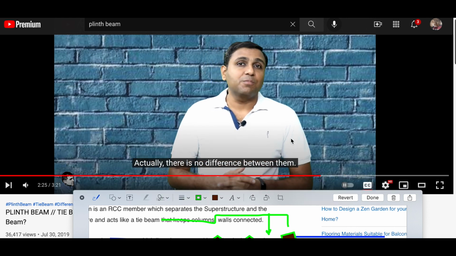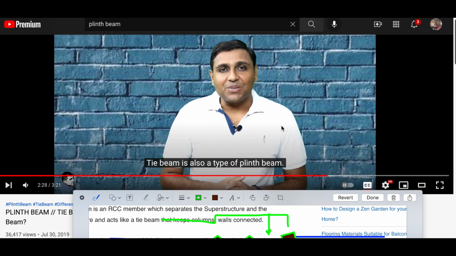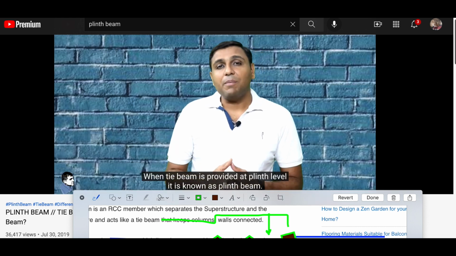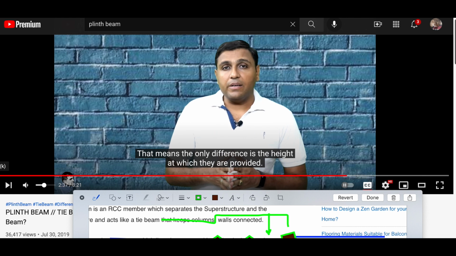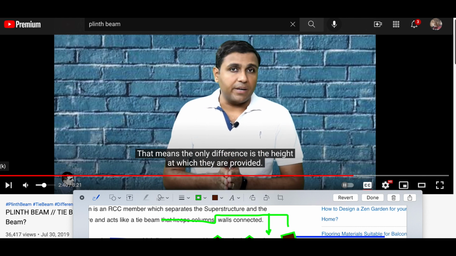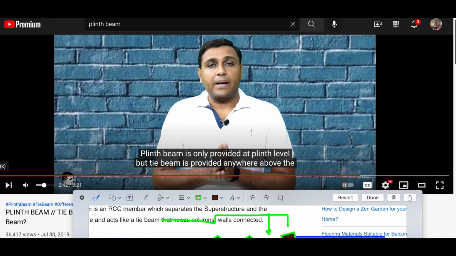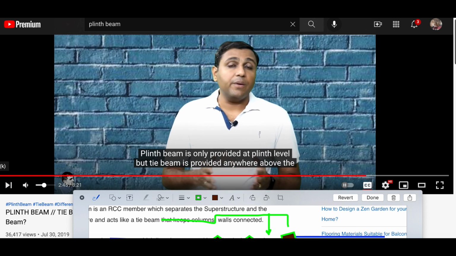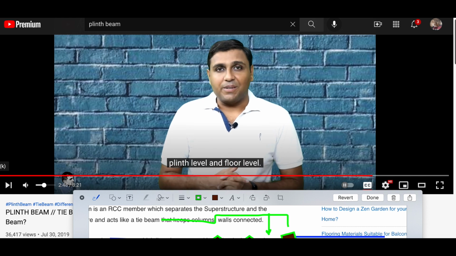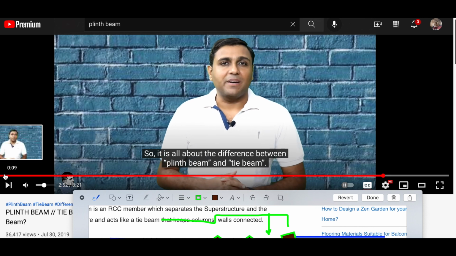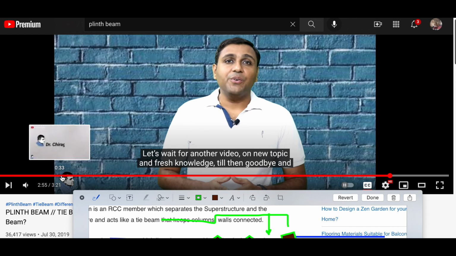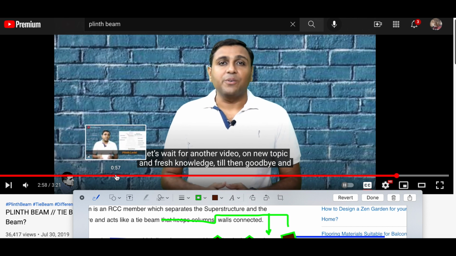Actually, there is no difference between them. Tie beam is also a type of plinth beam. When tie beam is provided at plinth level, it is known as a plinth beam. That means the only difference is the height at which they are provided. Plinth beam is only provided at plinth level, but tie beam is provided anywhere above the plinth level and the floor level. Okay, you got that? So tie beams can be anywhere above it or below it, but the plinth level is the plinth level. So it is all about the difference between plinth beam and the tie beam. Let's wait for another video on a new topic and fresh knowledge. Till then, goodbye.